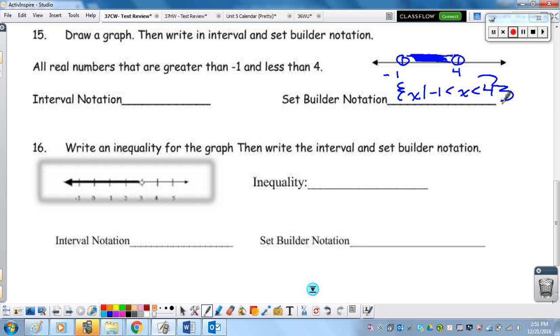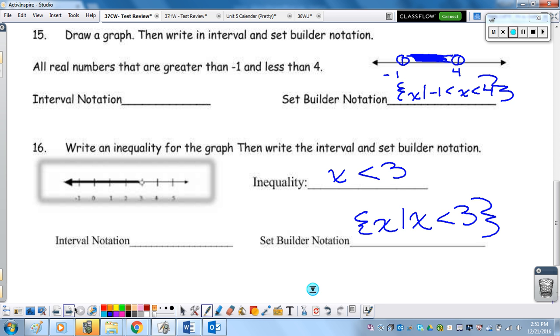Okay, number 16 says write an inequality for the graph. Now if you notice, it starts at 3, and then you shade to the left, so that means it has to be less than. So it is X is less than, what number is it? It is 3. Now set builder, all we do is just rewrite that. So X with a line, X is less than 3. And that is all you have to do.